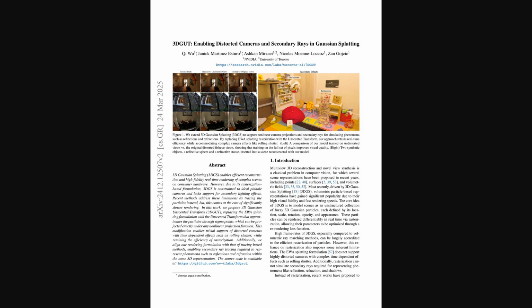This paper proposes a new method called 3DGUT, which stands for 3D Gaussian Unscented Transform. The core idea is to replace part of the standard 3DGS process with this unscented transform. This lets it handle, well, distorted cameras. Think fisheye lenses or even rolling shutter effects, while keeping things fast. Plus, it adds support for those secondary lighting effects, like reflections, which is pretty cool.